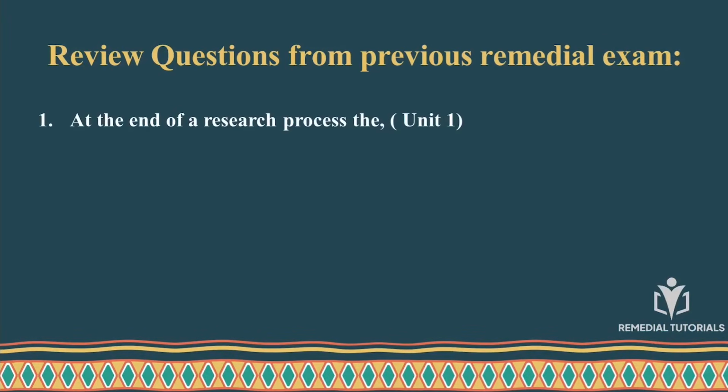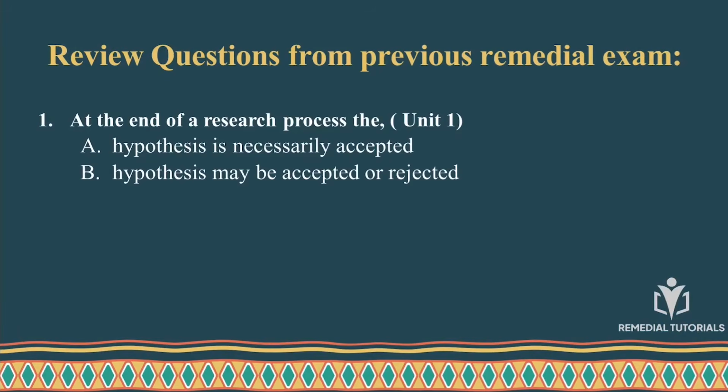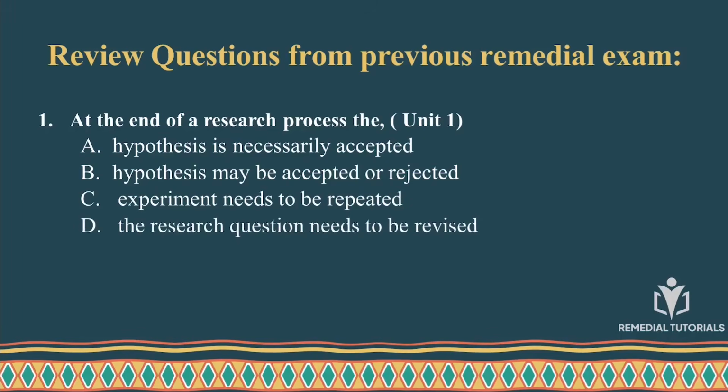At the end of a research process, this is from unit 1. A: hypothesis is necessarily accepted. B: hypothesis may be accepted or rejected. C: experiment needs to be repeated. D: the research question needs to be revised.